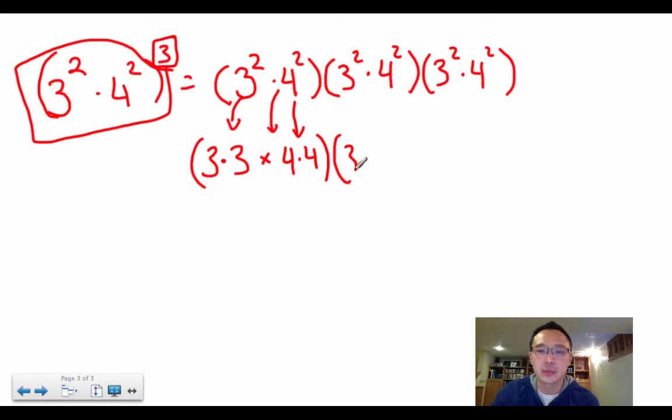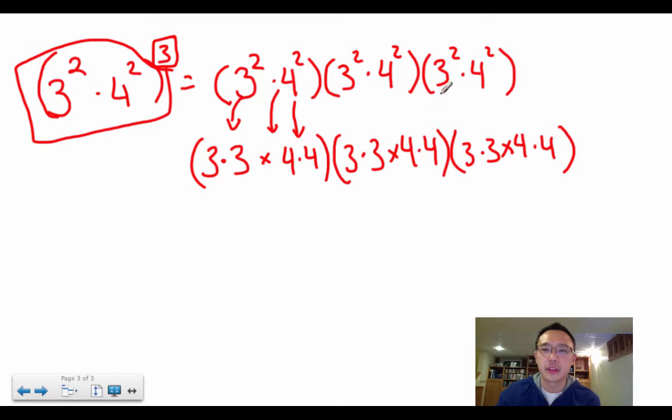And I'm going to start my next bracket, so it's exactly the same thing: 3 times 3 times 4 times 4, close bracket, open bracket, 3 times 3 times 4 times 4. So this is the expanded form of that. You notice that this is multiplying, multiplying, multiplying. Between brackets, this is multiplying. So you can see that in multiplication, there are a lot of different ways to symbolize multiplication. All these are multiplying together.